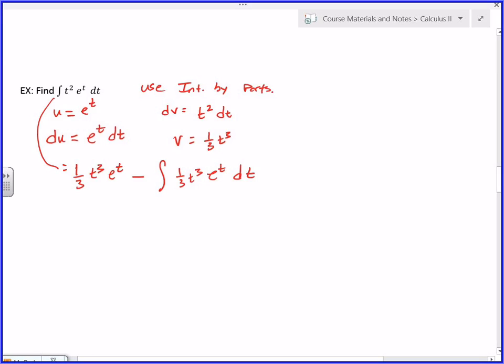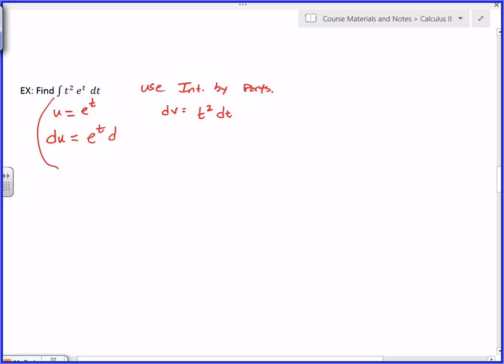Now that's a true statement. I mean, that is equal, okay? But have I made my life any simpler? In fact, I made it a little bit worse because now I've got a higher power, t cubed, right? So, if that happens in real life, and you notice that now your integral is a little bit more complicated instead of less complicated, then go back.